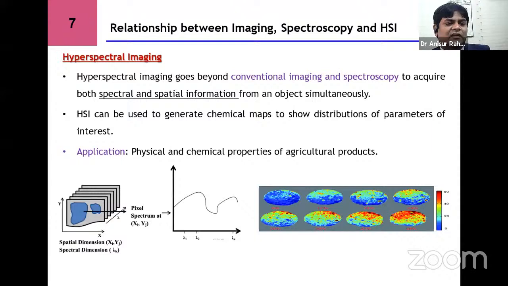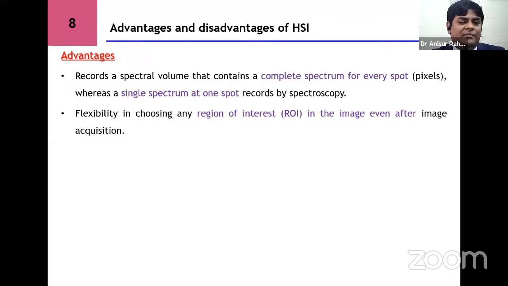Applications: you can apply hyperspectral imaging to find out the chemical and physical properties of agricultural products, like size, shape, and maturity. If you want to measure the acidity, titratable acidity, pH, or SSC, you can use the hyperspectral imaging technique. It has a lot of advantages. So which advantage? The main advantage is that it records a spectral volume that contains a complete spectrum of every single spot.